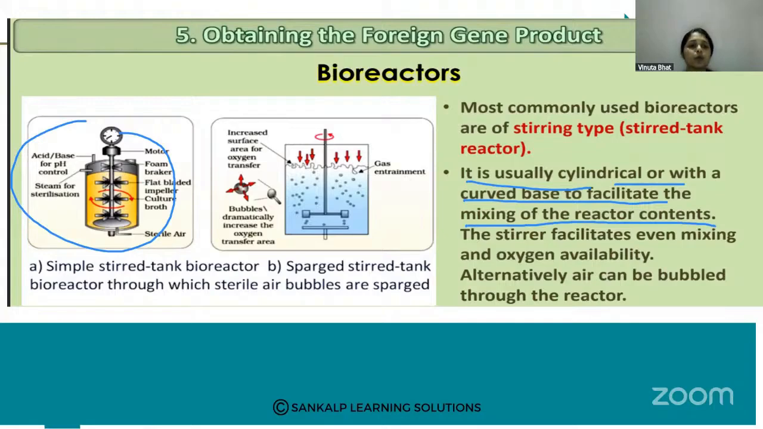So if you put all the essential raw materials inside this, it helps to mix all the constituent raw materials. So here you can see the simple stirred tank bioreactor. The stirrer facilitates even mixing and oxygen availability. Alternatively, air can be bubbled through the reactor.